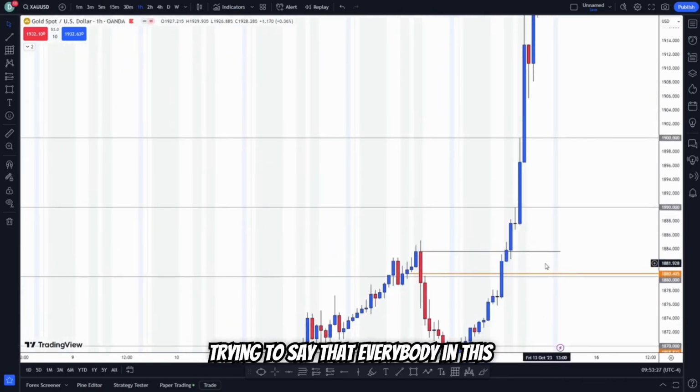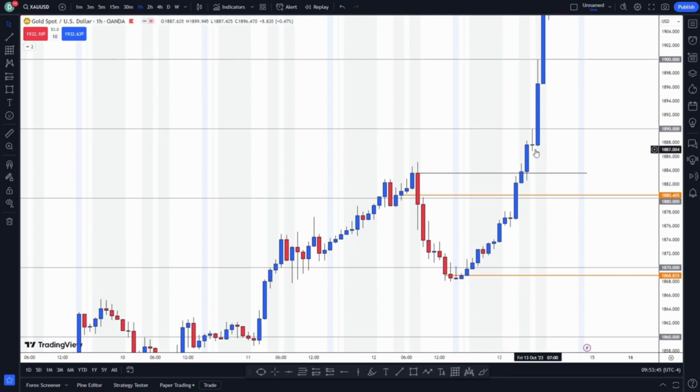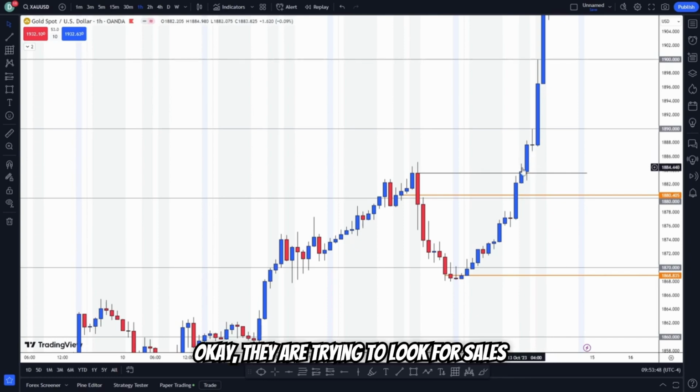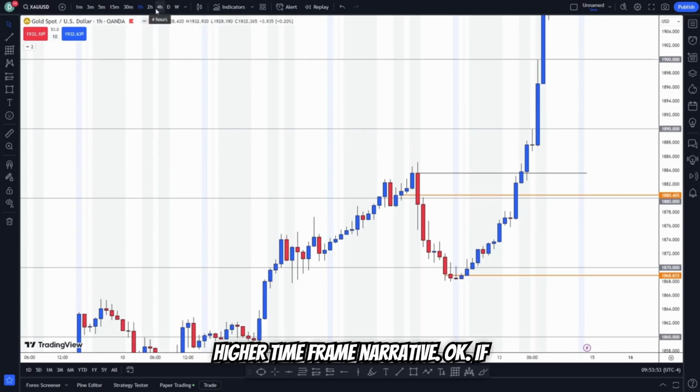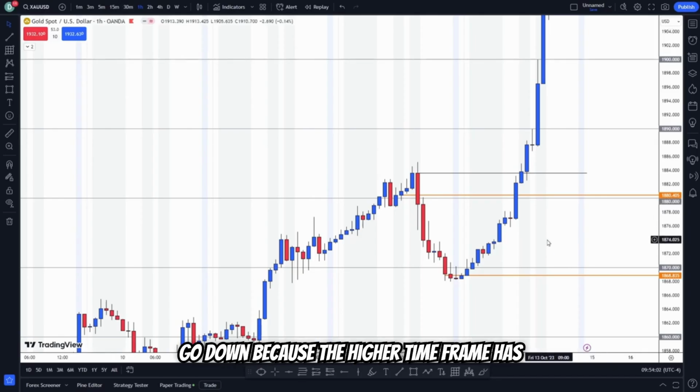But the thing which I'm trying to say is that everybody in this market was trying to sell it over here, because this is a supply zone for every retail trader. So everybody was looking for sells over here, and most of the SMC traders were also looking for sells from here, and they also get stopped out. Why? Because you have to look at the high time frame narrative. If high time frame order flow is bullish, no matter what the 1H or 15-minute is showing, even if it's bearish, it's never going to go down, because the high time frame has lots of liquidity as compared to smaller time frames.